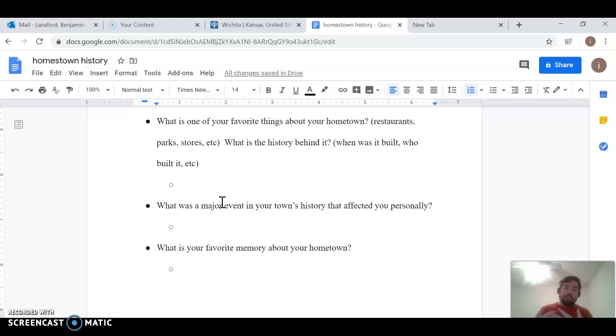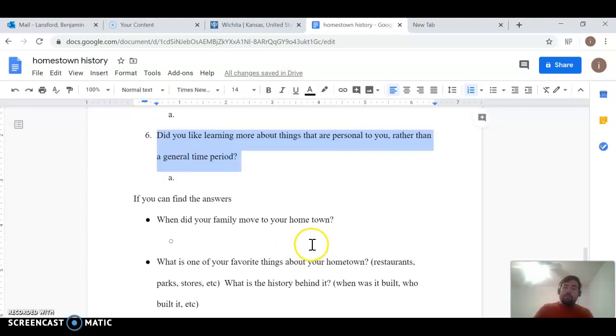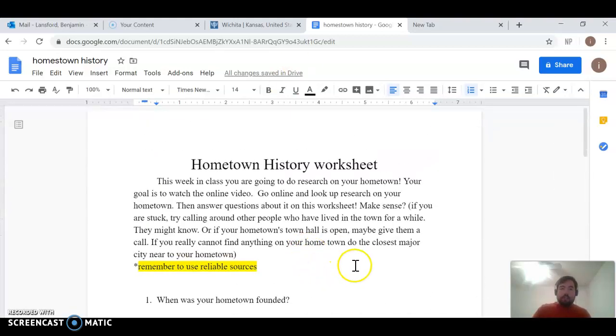And finally, something nice to end off on. What is your favorite memory about your hometown? Just something simple, something sweet to kind of be nostalgic about and reminisce, right? So those are the questions I'm going to need you guys to look up.